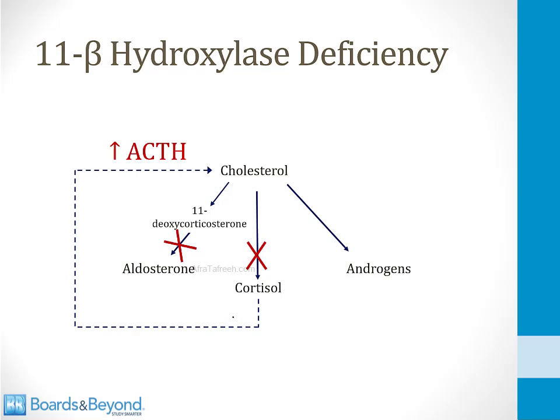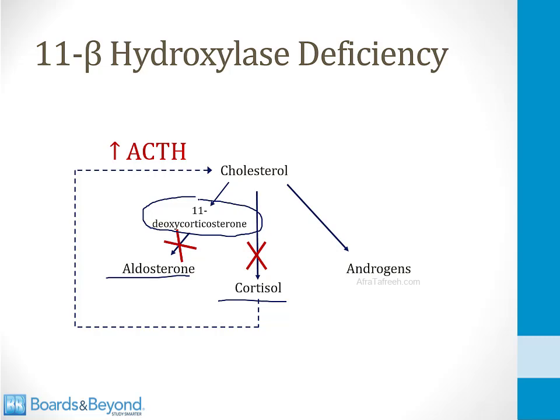Next, let's talk about 11-beta hydroxylase deficiency. So children who are born deficient in this enzyme cannot make cortisol, just like all forms of congenital adrenal hyperplasia. They also cannot make aldosterone. However, they can make a substance called 11-deoxycorticosterone. This is an intermediate in aldosterone synthesis, and it has weak mineralocorticoid effects.